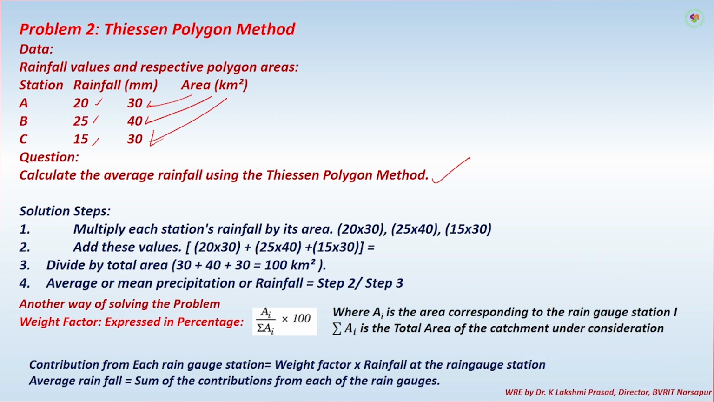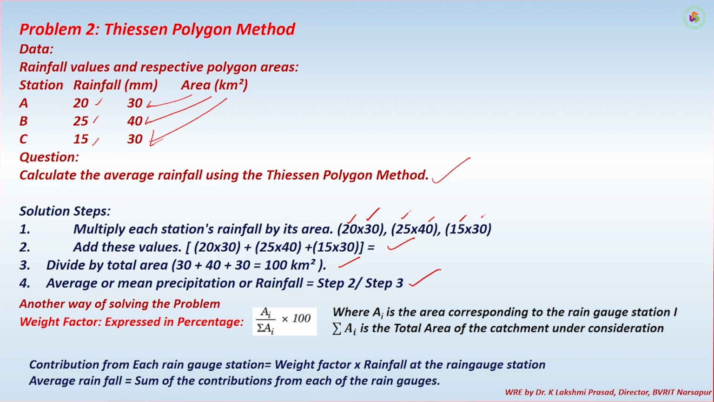Now you see it: rainfall multiplied by area, rainfall by area, rainfall by area. Now add this sum value, and then divide by the total area. So step 2 divided by step 3 will give you the answer. This is what the problem is. Now, another way of looking at the problem is like this. This is the general way, one way.